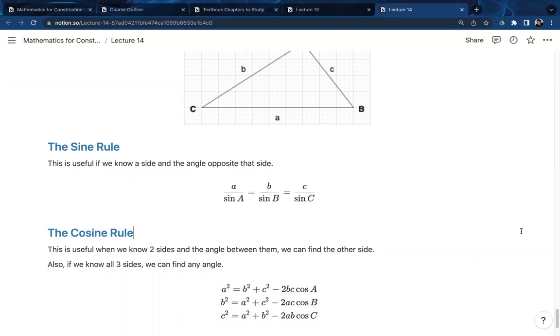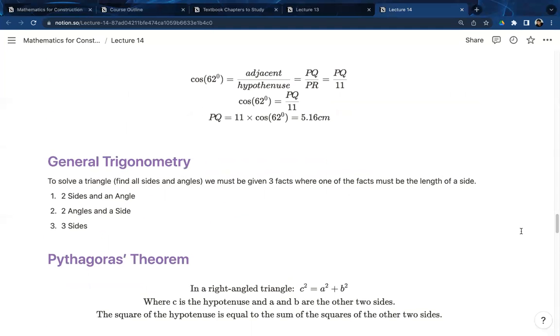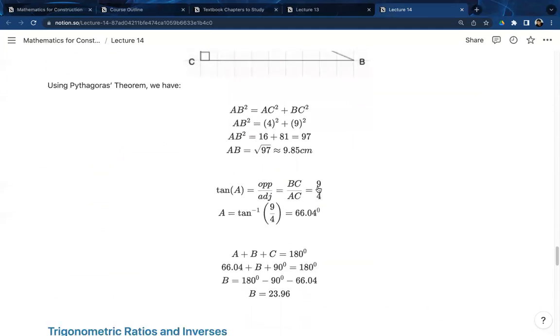You use the cosine rule when you know two sides and an angle between them. If you don't have that, you can't use the cosine rule. Or if you know all three sides. So between the sine rule and the cosine rule, you have ammunition to tackle any triangle. But just remember, in general trigonometry, you have to be given three things. You have to know three things to solve a triangle. If you only know two things, these rules can't help you.